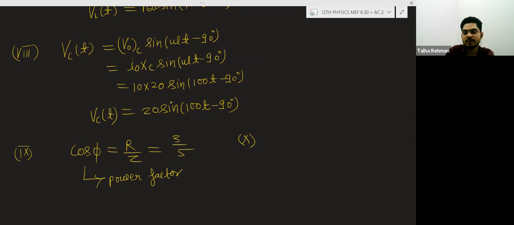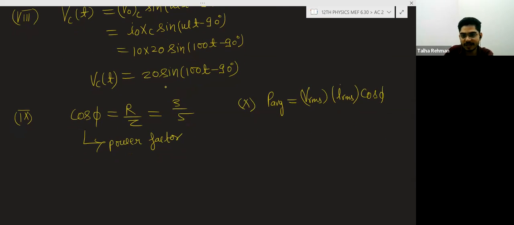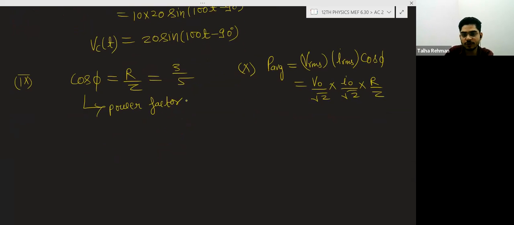Now, 10th part, average power. This we will derive. Average power is given by VRMS, IRMS, cos phi. Cos phi is the power factor. VRMS is given by V naught by root 2 and IRMS is given by I naught by root 2 and cos phi is R by Z. So it will become V naught I naught by 2 into R by Z.